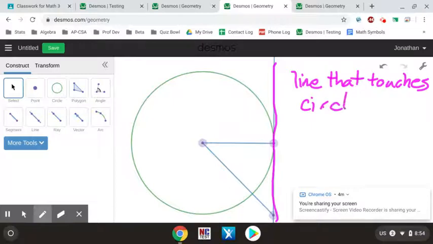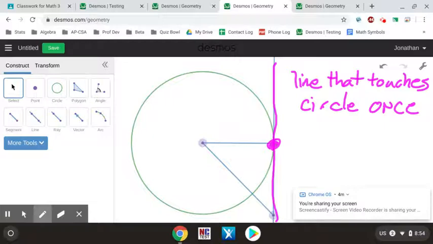So a secant went through 2 points on a circle, so it actually sliced into the circle. The tangent just touches the circle once, so it just barely touches it, and it's like it just skims off the edge of the circle. It doesn't actually cut into the circle, it just touches it and keeps going. So there's your tangent. And this point right here is called my point of tangency. That's the point where the circle touches that.